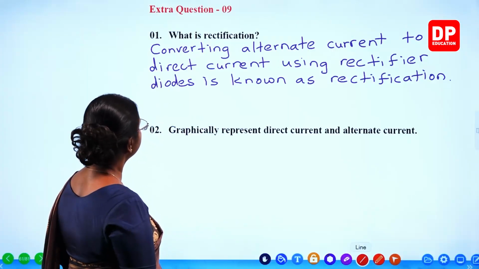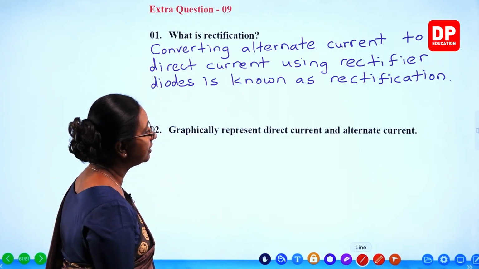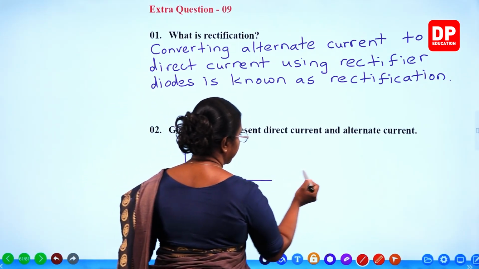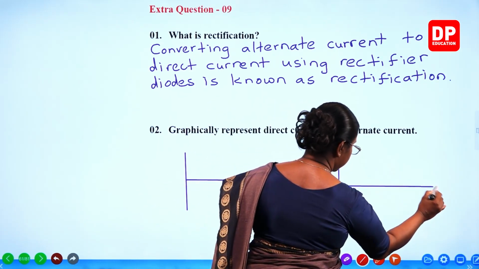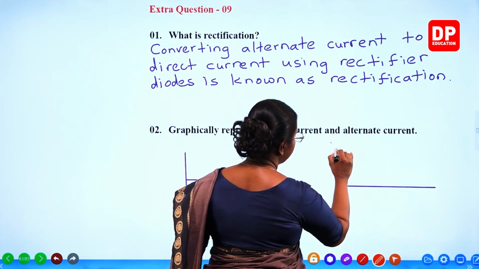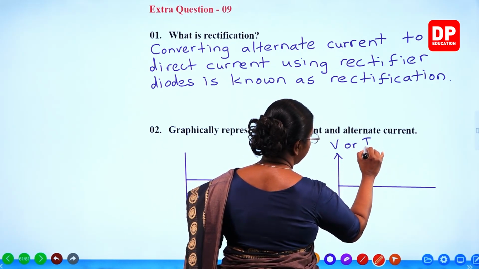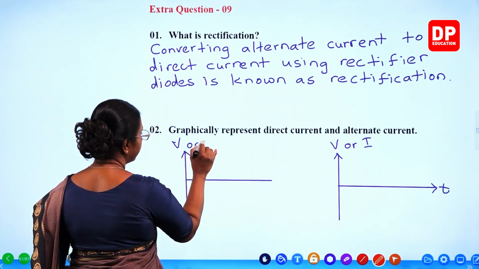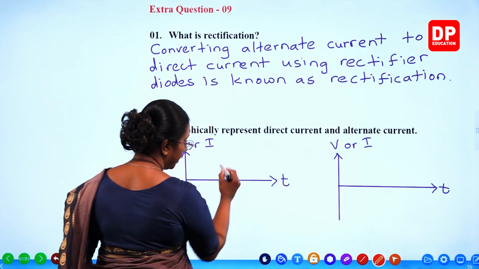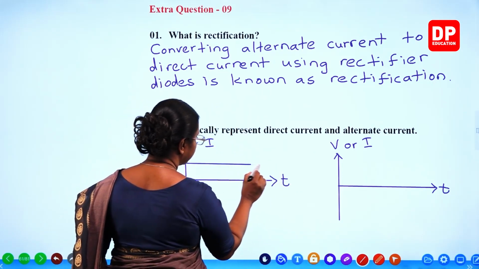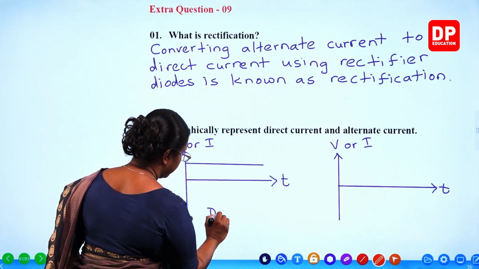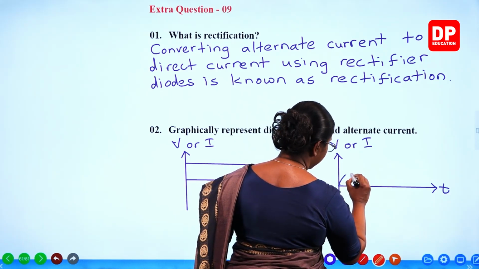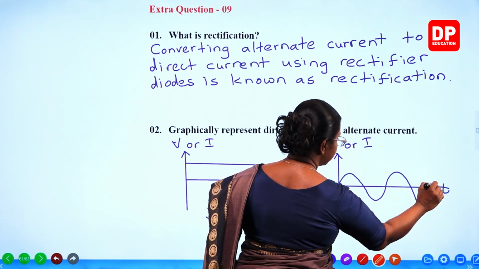Then the second part, graphically represent direct current and alternate current. So direct current and alternate current. So here we can have potential difference or current with time, and here also voltage or current with time. If it is direct current, the curve is going to be like that. Direct current, DC. If it is alternating current, what will happen? It will change like that.